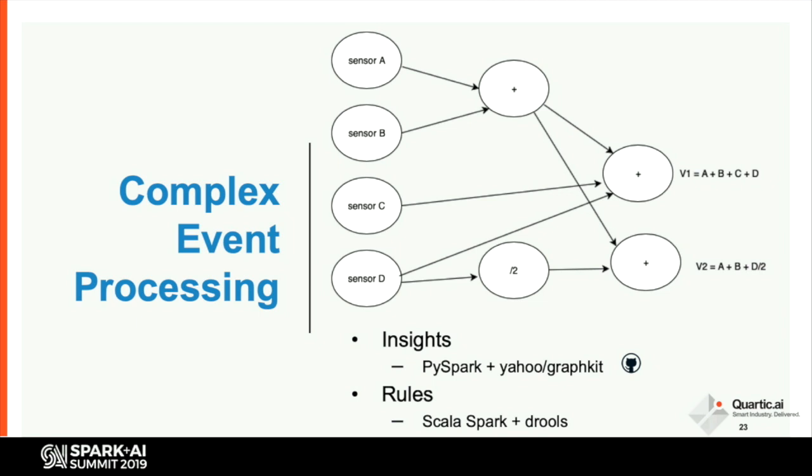Now, for the business rules, we have an engine called Rules that works great with Scala Spark, and it can be deployed to ensure that all the business rules are computed properly and all the events are generated as they should be.